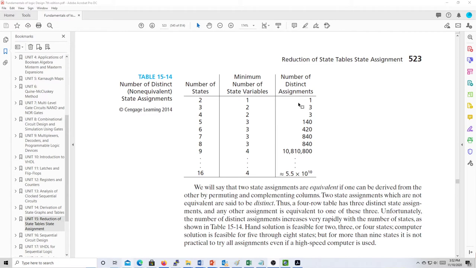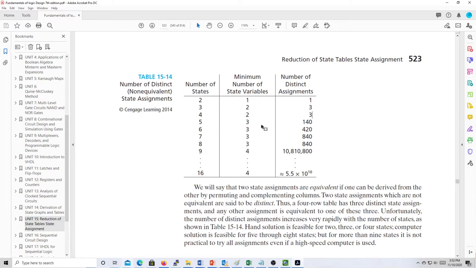This is the number of assignments where you can show that it actually could make a difference in how much hardware it takes to implement the design. For three and four states, there are only three different non-equivalent assignments, and you should investigate all three. You just need to work the problem three times, and that will show you how the way you assign the states changes the hardware. It could be that one of those three ways would be dramatically or significantly simpler than the other two, and if that's the case, then obviously you'd be crazy not to use that way.